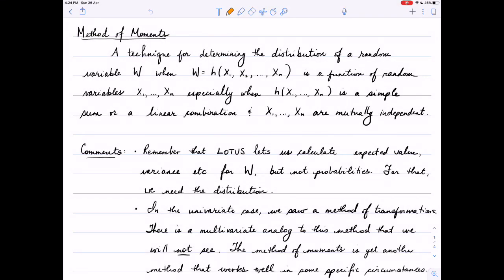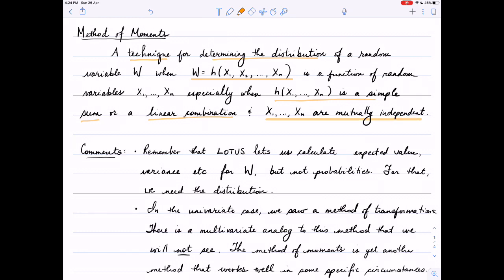In this video, we're going to talk about the method of moments, which is going to be an application of moment-generating functions for determining the distribution of another random variable, a random variable that is a function. So this is a technique for determining the distribution of a random variable w, where w is a function h of x1, x2 up to xn, where especially this function is either a simple sum or a linear combination, and the x variables are mutually independent.